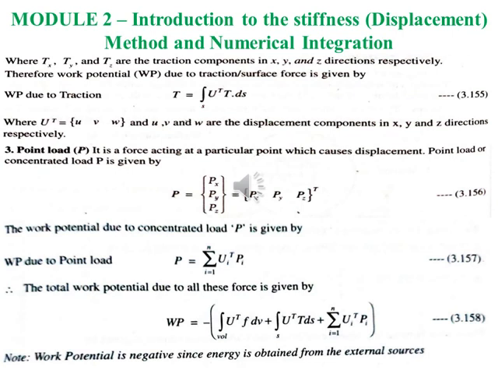So the work potential is negative since the energy is obtained from the external sources. The work potential in equation 3.158 is represented as negative because it is obtained from the external sources.